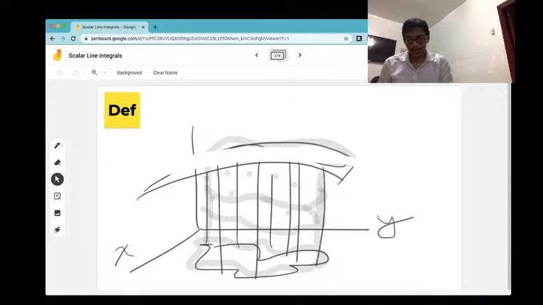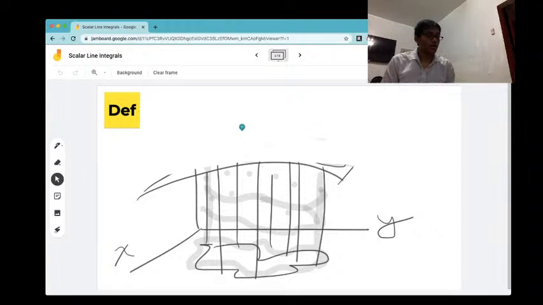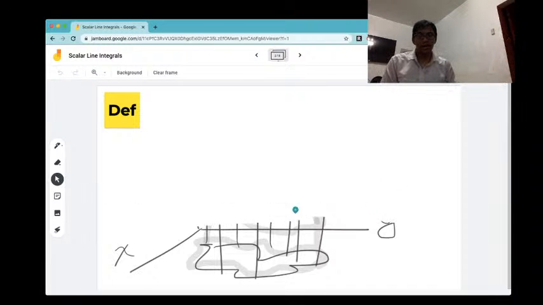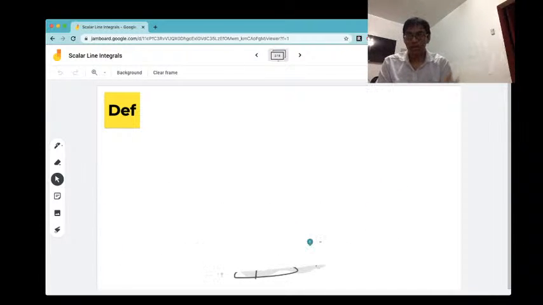So, line integrals are really all about curtains, right? I'm sure you've seen a curtain before. I'm sure you have windows in your home.